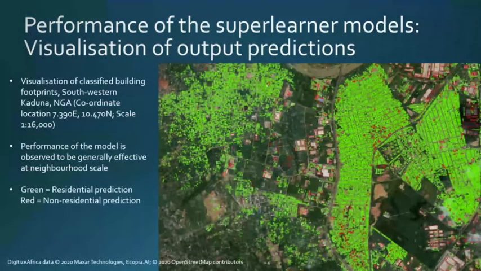Visualizing the output predictions, this is the sample for Kaduna in Nigeria. The green buildings are residential, the red buildings are non-residential, and you can see very clearly that the industrial buildings are clearly delineated here and here and there, and particularly here as well, as are the residential areas. So at neighbourhood scale, it looks very, very successful. Obviously it's not perfect, but models never are, and data inputs never are.